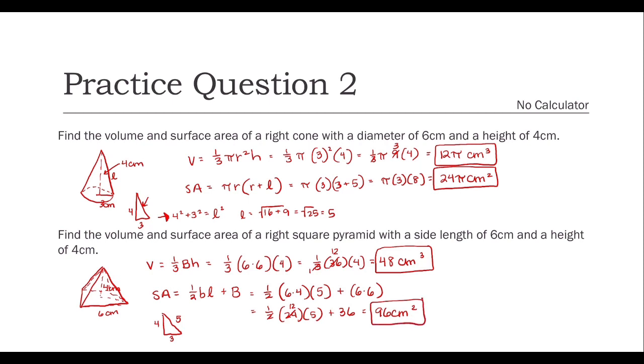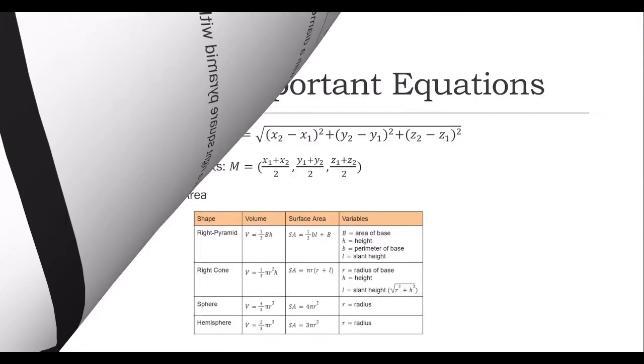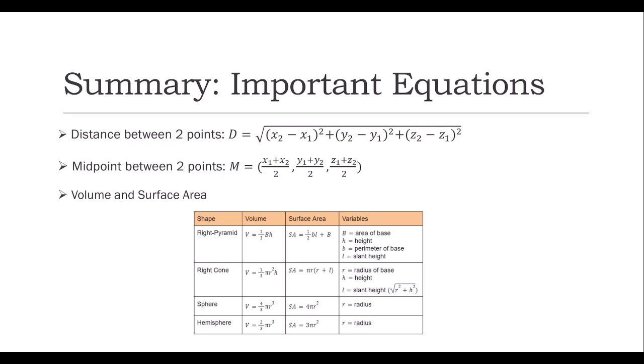So there's your volume and your surface area for both of these figures. So in summary, our distance between 2 points is found by taking the square root of the difference between your x values squared plus the difference between your y values squared plus the difference between your z values squared. Your midpoint between 2 points is the average of your x values, comma, the average of your y values, comma, the average of your z values. And your volume and surface area of 3D figures can be found using the formulas here, and those are important formulas that you're going to want to remember.